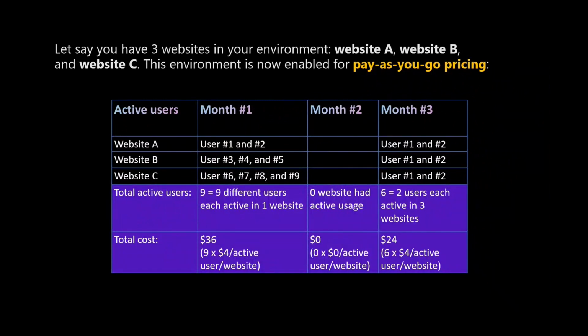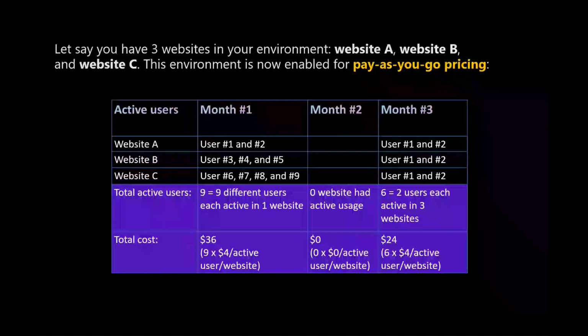But since it's 3 websites, you have to multiply 2 by 3, right? So you get 6, then you have to multiply 6 by the $4 per user per website. Here the count is 6. Why? Because per website only 2 users are counted.